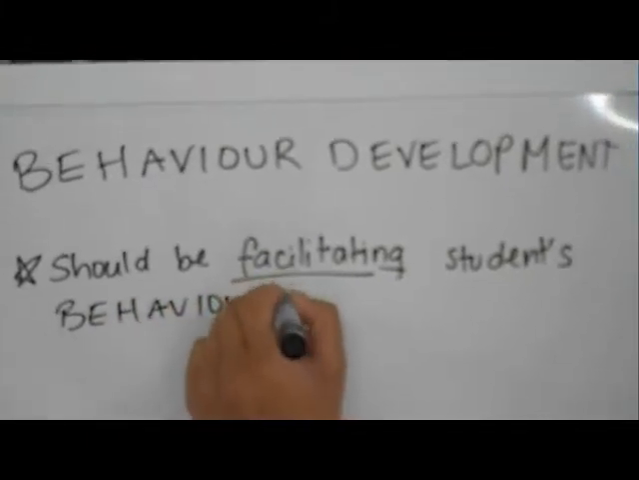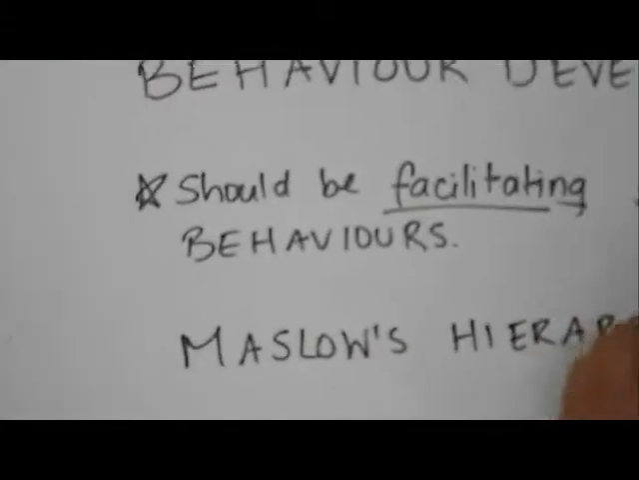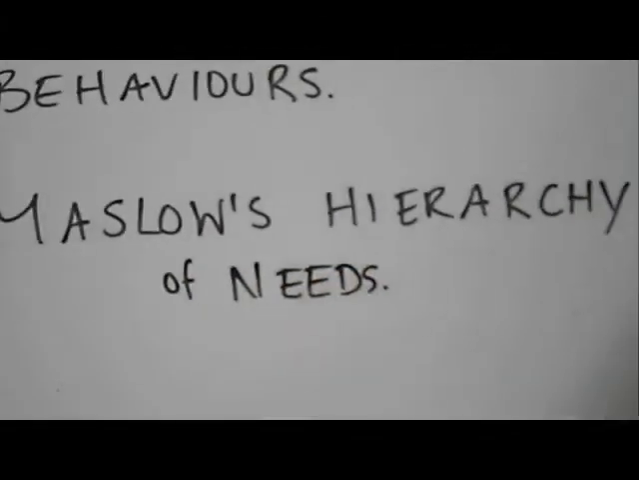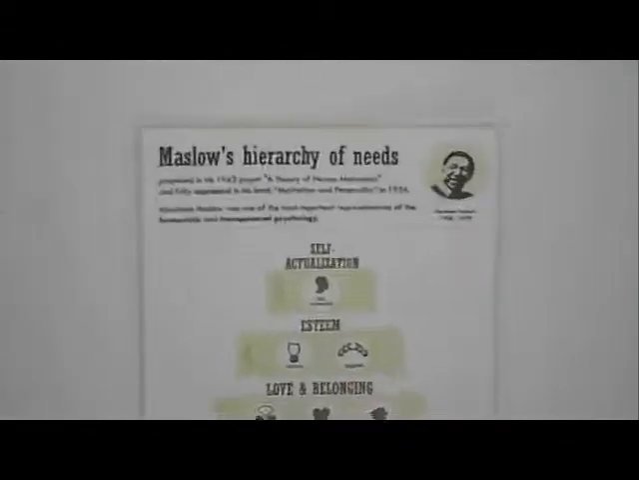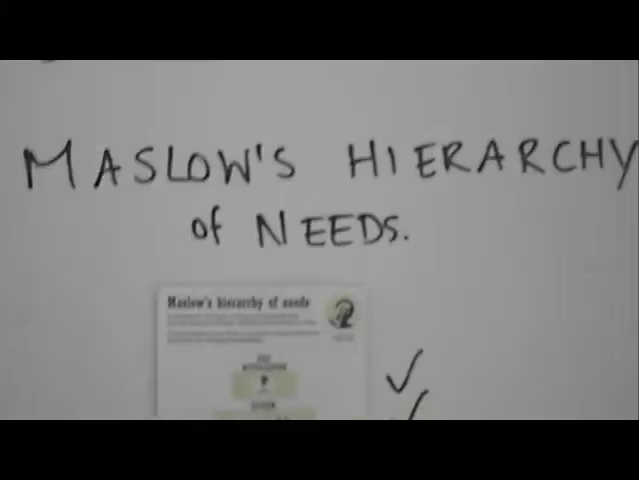A useful way we can help our students develop good behavior in our classroom is Maslow's hierarchy. By considering Maslow's hierarchy of needs, you will be achieving the needs of your students, which will develop their behavior not only in the classroom, but for life.